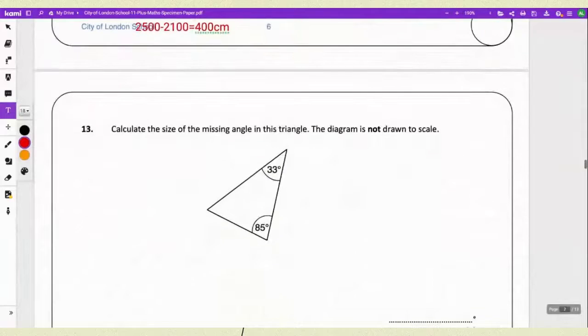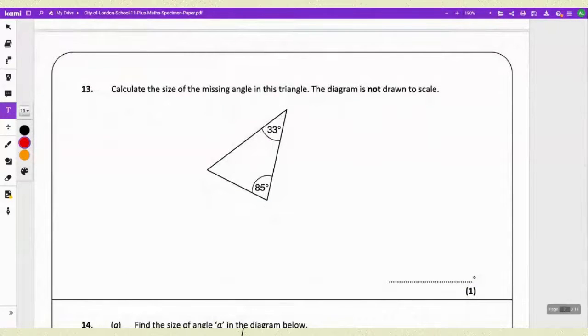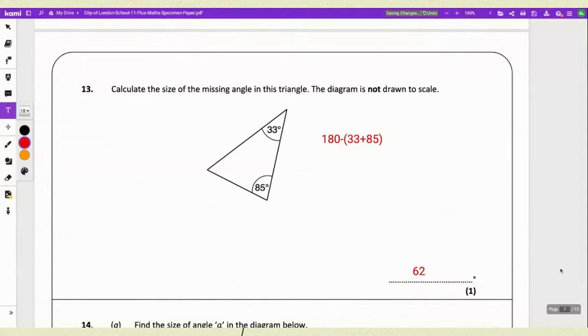So now we have another one, in which you have to calculate the size of the missing angle. You know that the sum of the angles in this triangle is equal to 180 degrees. So then you will just do 180 minus 33 plus 85. You just have to do that, and then your answer would be 62.